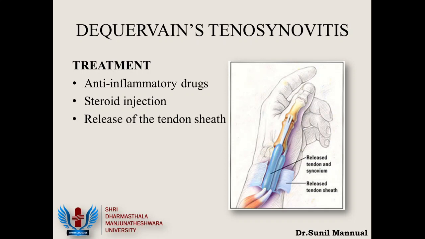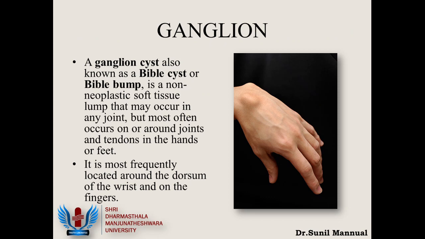Moving on to slide number 46, the last condition would be a ganglion. So a ganglion is a simple cyst that is either arising from the sheath of the tendon, the synovial sheath of the tendon, or it is also arising from a joint. So it could be an intra-articular ganglion or an extra-articular ganglion.